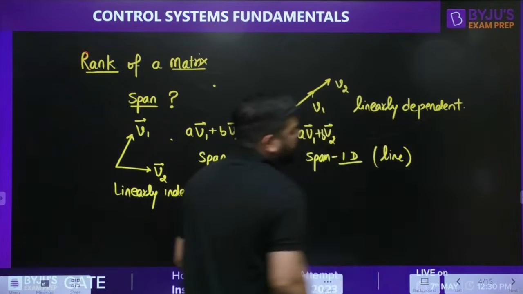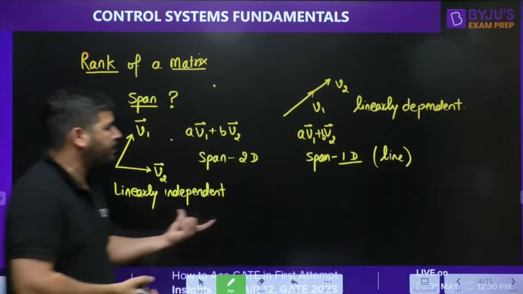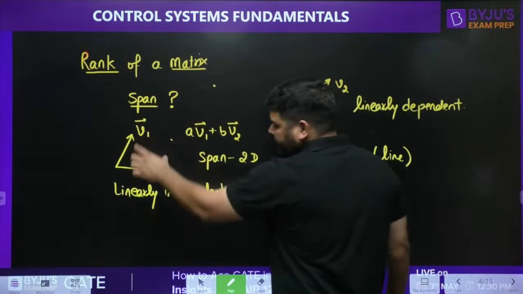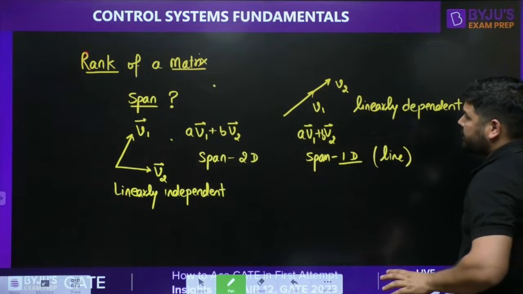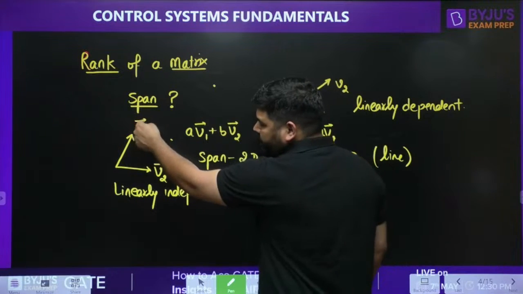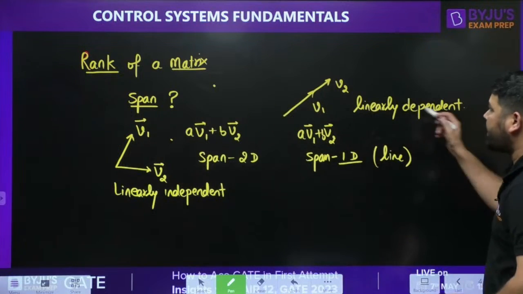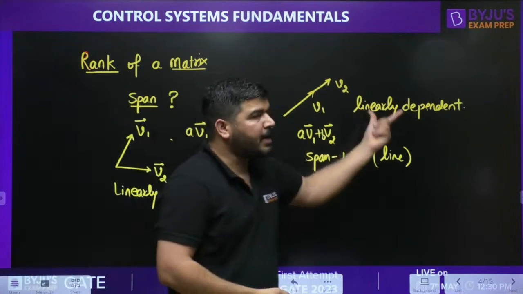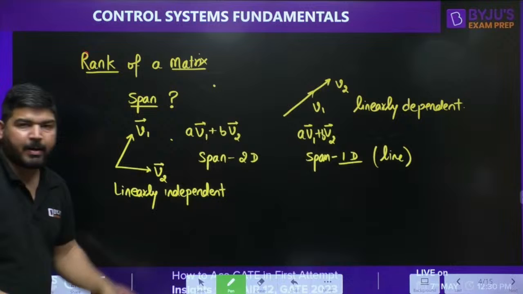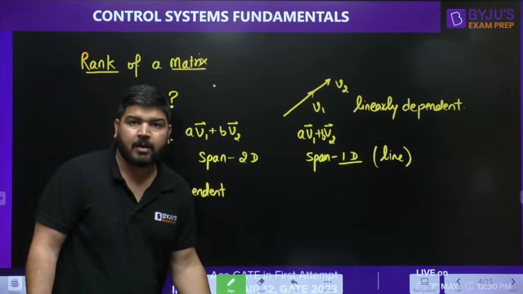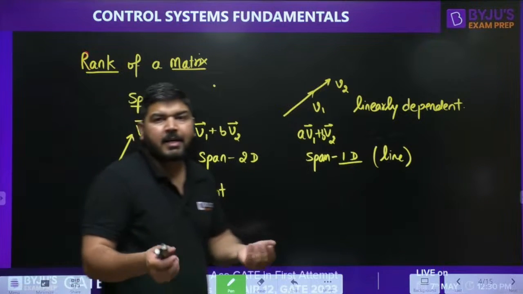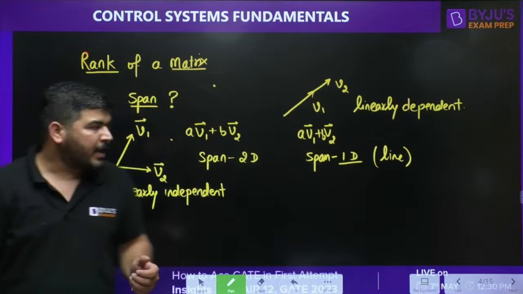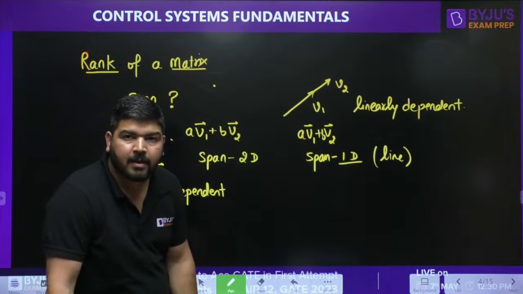You have to understand the meaning of linearly independent and dependent. In this case, these two vectors are linearly independent. You cannot represent V2 in terms of V1 or V1 in terms of V2, but in this case, you can represent V2 in terms of V1 and V1 in terms of V2. So they are linearly dependent. What does it mean? How to check whether the vectors are linearly dependent or independent? Let's say we have two vectors.